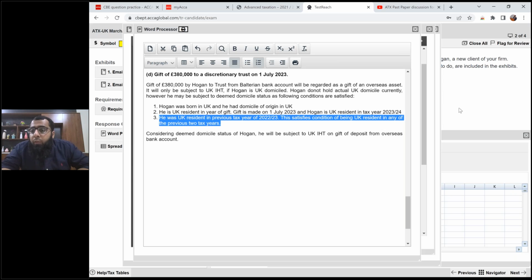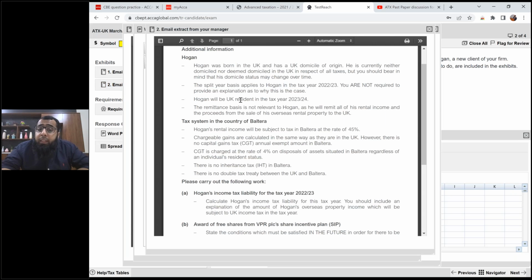Okay. Sir, I always get confused to see if a person is UK resident or not. Now, in this question, it was clearly written here. Why are you getting confused? Hogan will be UK resident in the tax year 23-24. It was simply written here.